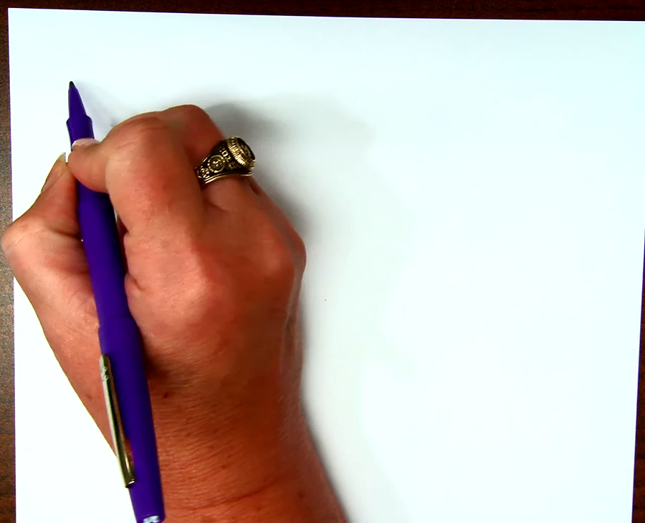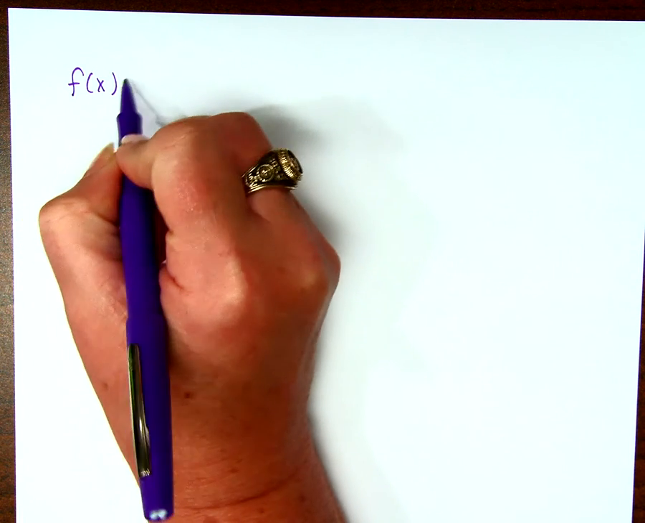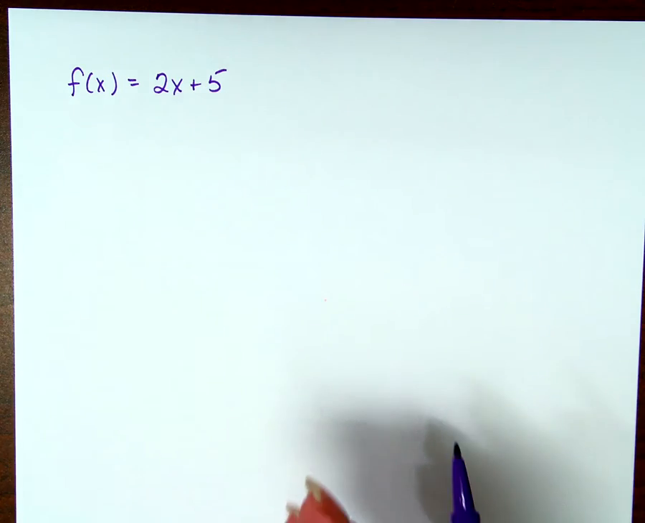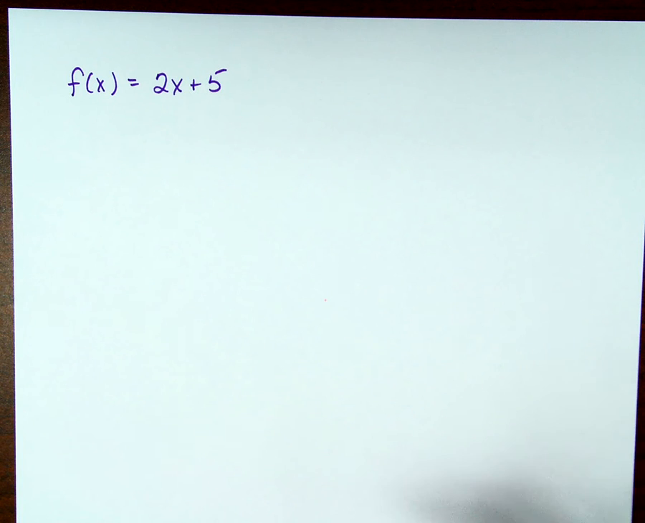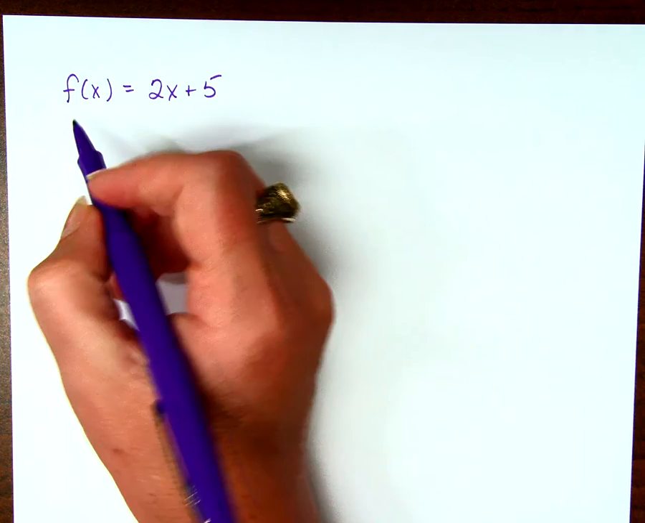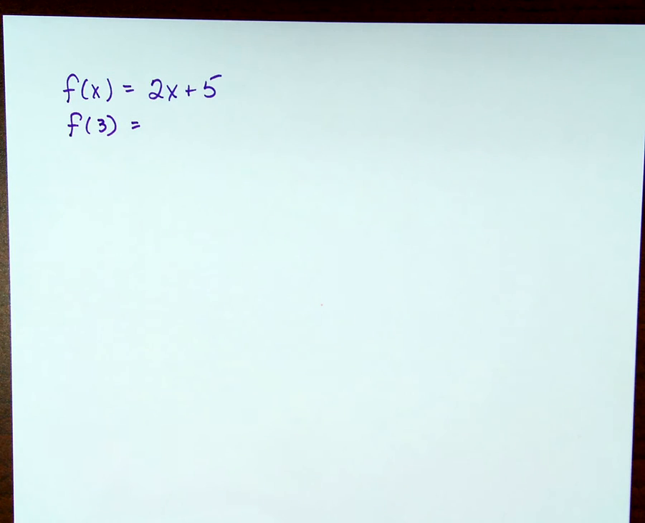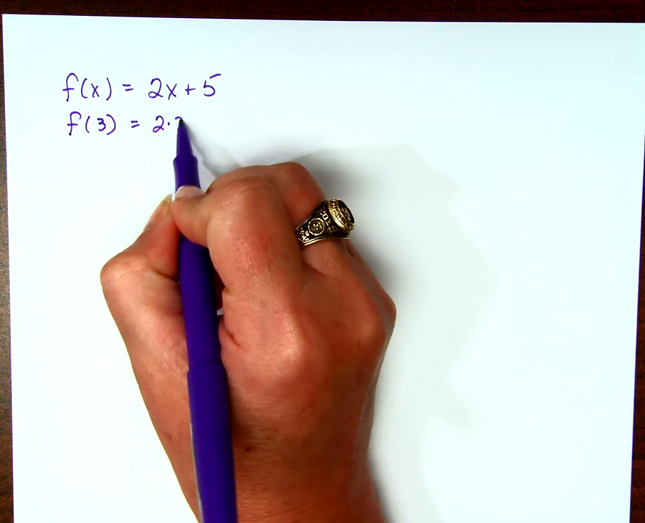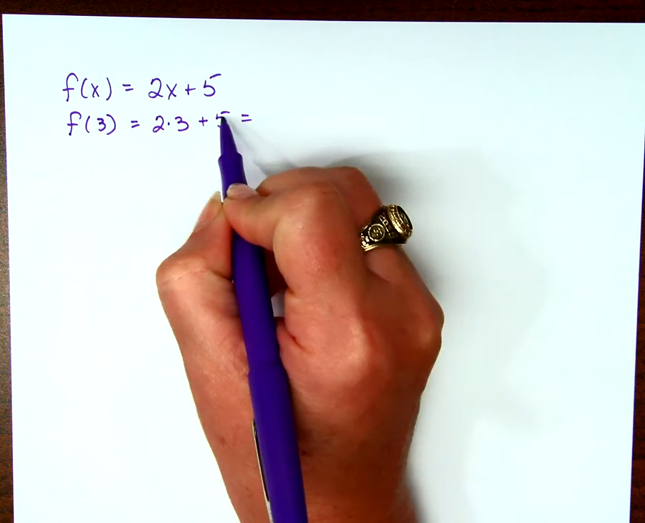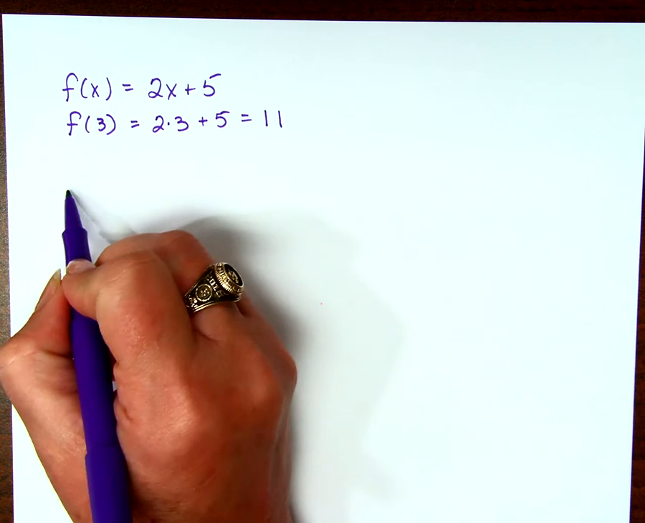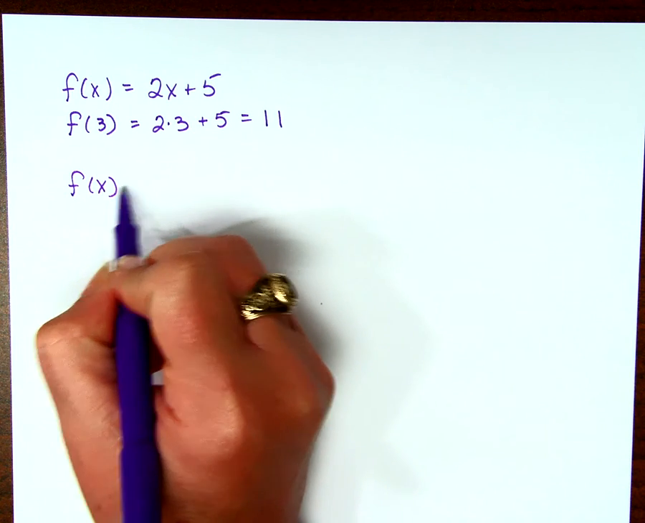Remember, if I give you a function like f of x equals 2x plus 5, I know this is not exponential. I'm just giving you an idea about evaluating, just reminding you about evaluating, okay? What if I ask for f of 3? What am I asking you to do? Plug in 3 for x, right? So 2 times 3 plus 5 would be 11, right?